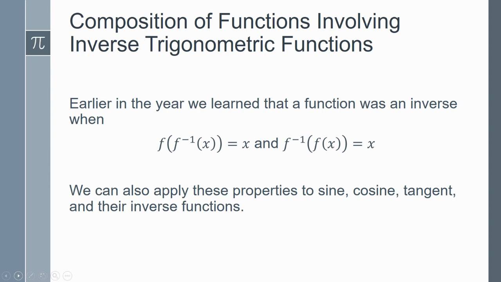So we've done compositions in the past. Remember, compositions are when we have a function inside of another. So earlier in the year, we learned that a function was an inverse when f of f inverse of x equaled x and f inverse of f of x equals x. So when you put one function inside of the other and you do it both ways and you end up just getting x, that told us that we had inverses. We're also going to use these properties to help us with the sine, cosine, and tangent functions and their inverse functions that we talked about in the other lesson that we've done with 5.7.